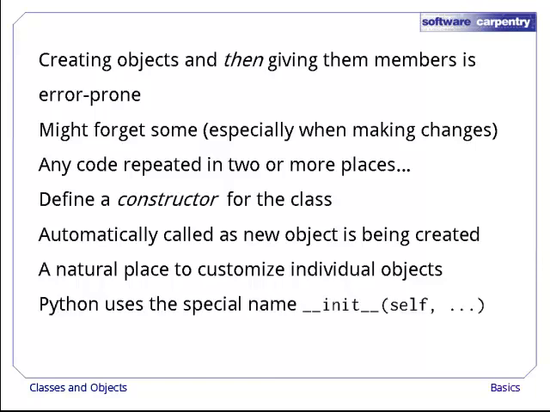In Python, we signal that a method is a constructor by giving it a special name, __init__. As with other methods, the first argument is self, which will refer to the object that's being created.